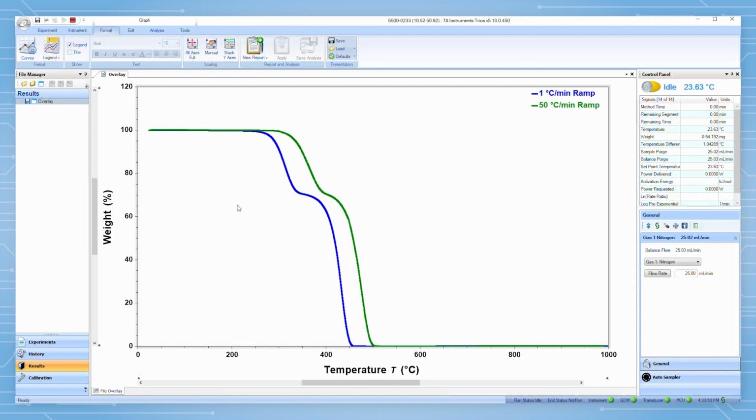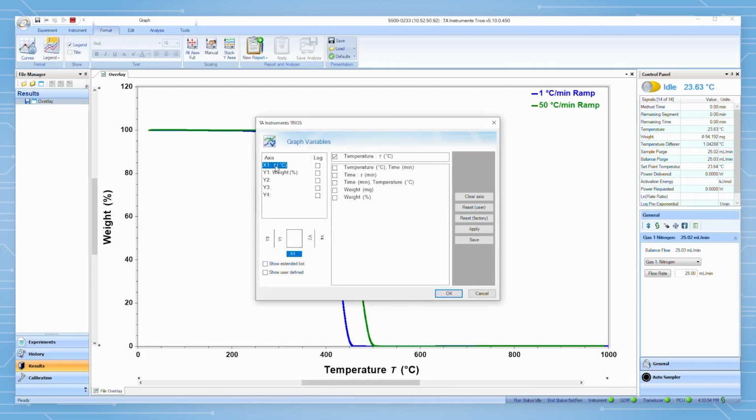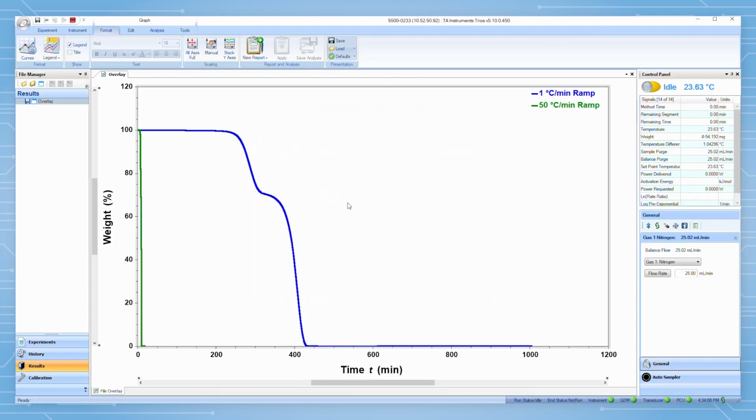Here we see the same material ramped at 1 degree Celsius per minute and 50 degrees Celsius per minute. Ramping at a slower rate is a strategy to increase resolution by separating weight loss transitions and making them easier to analyze. But slower ramp rates result in longer overall experimental time.